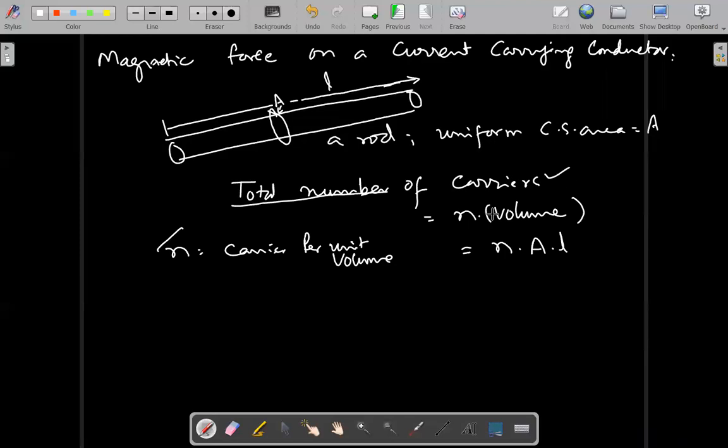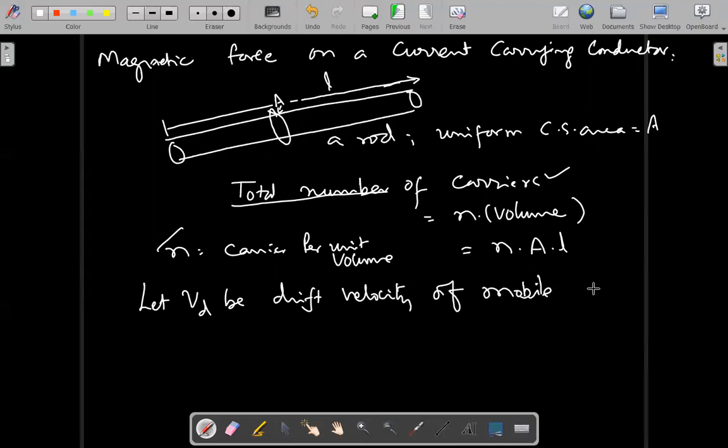Got it, right? So for a steady current I in this particular rod, we assume that each mobile carrier has an average drift velocity. Let Vd be the drift velocity of the mobile carrier. He doesn't say electron per se, just mobile carrier. It can be positive or negative.